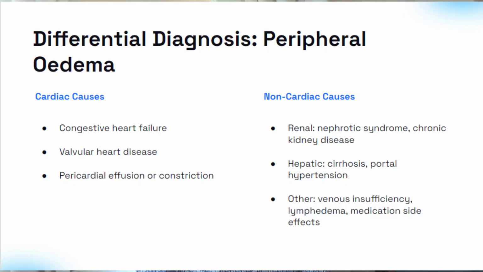When considering peripheral edema, we've previously mentioned cardiac causes such as heart failure, but valvular heart disease, and pericardial effusion or constriction can also present as peripheral edema. Non-cardiac causes of peripheral edema include renal causes, including nephrotic syndrome, chronic kidney disease, hepatic causes such as liver cirrhosis and portal hypertension, and other causes include venous insufficiency, lymphedema, and medication side effects such as the use of calcium channel blockers.